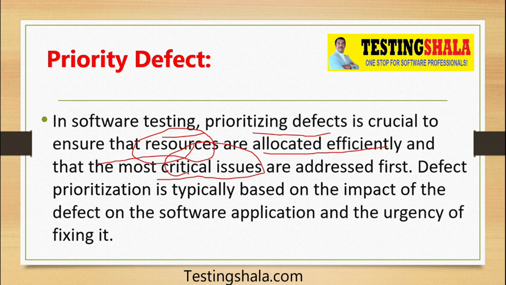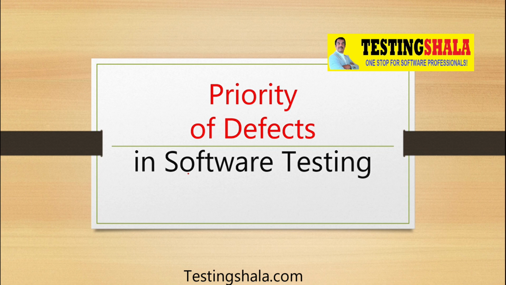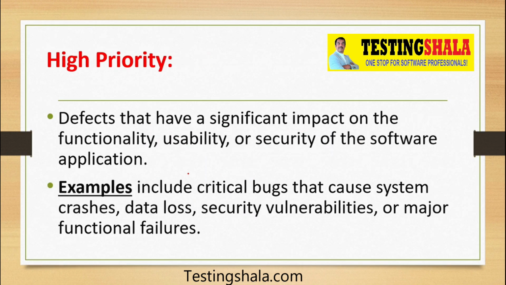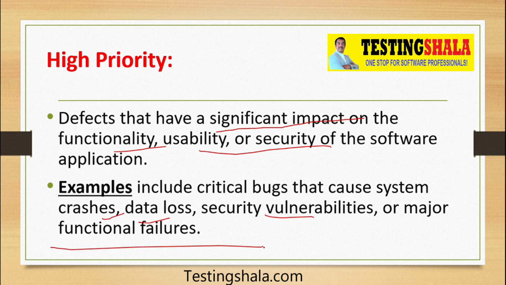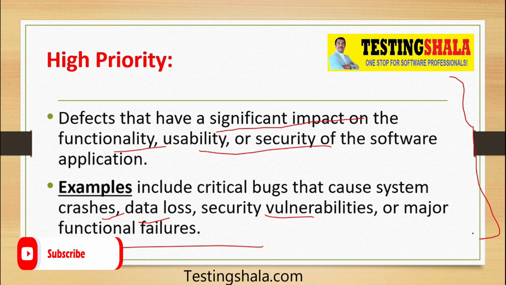The priority of the defect is categorized into multiple types. The first one is high priority defects. High priority defects are those having a significant impact on the functionality, usability or security of the application, and we call those defects high priority defects. For example, critical bugs or defects that cause system crashes, data loss, security vulnerabilities or major functional failures, we will categorize as high priority defects, where we have to put significant effort into fixing those issues on high priority.